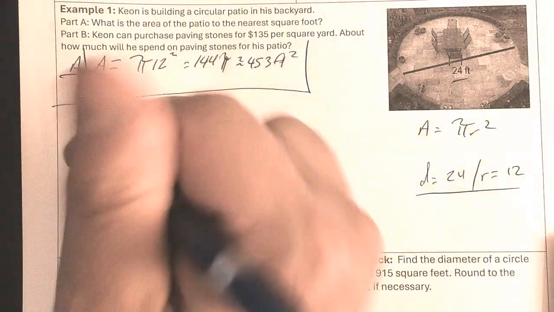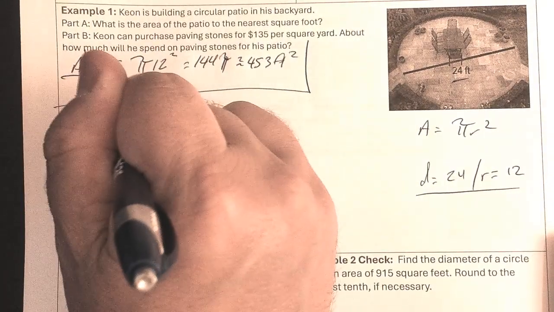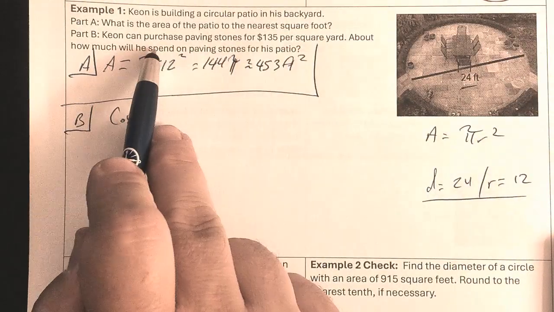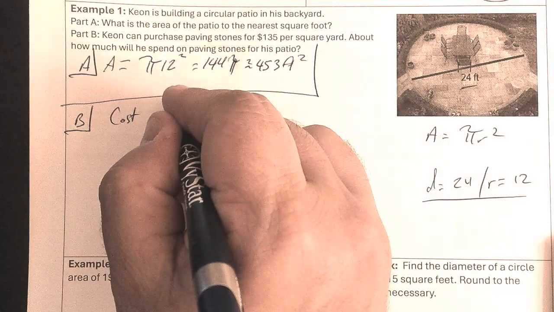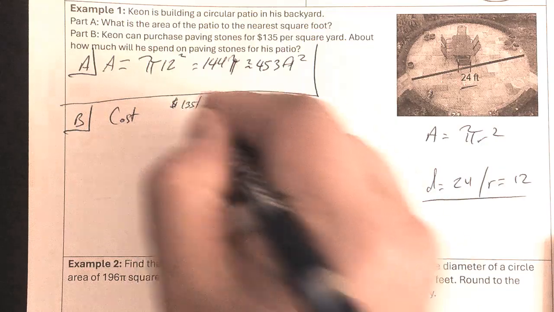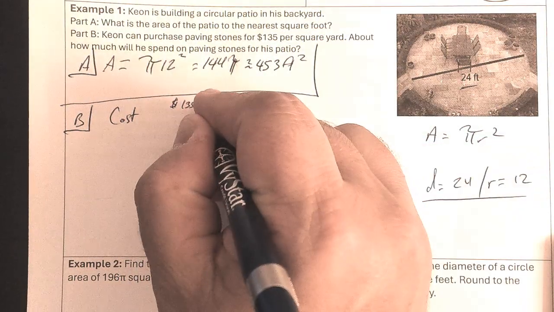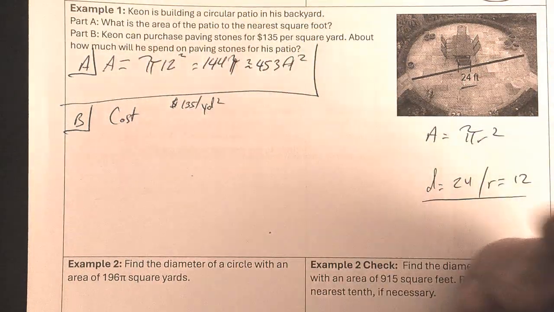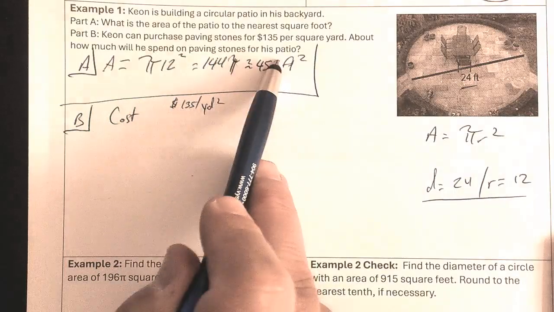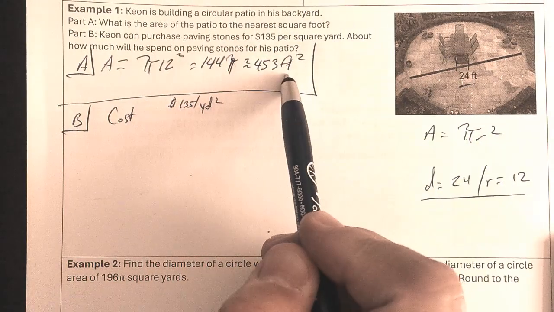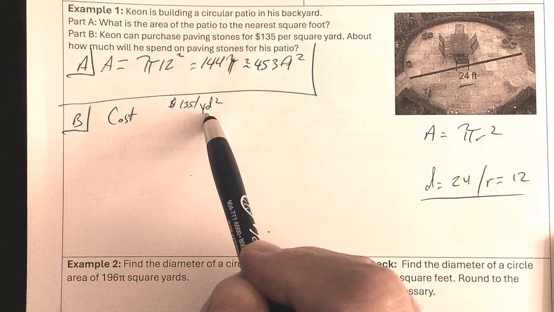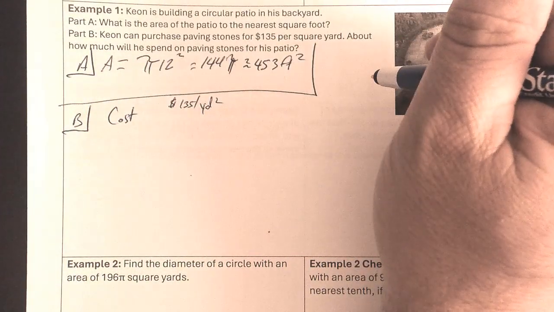All right, so part B, cost. It's to purchase these paving stones. They're $135 per square yard. About how much is he going to need to spend? Okay, so here's the deal. We have this in square feet, this is in square yards, so we've got to convert.